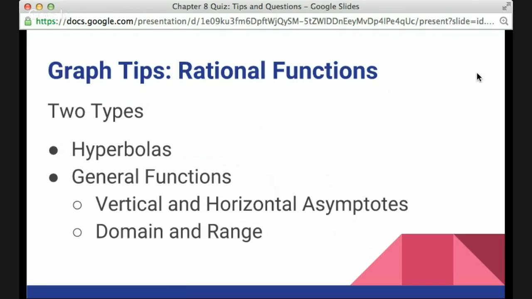Next up, we have some graph tips, and graph tips for rational functions. You do need to know how to graph.